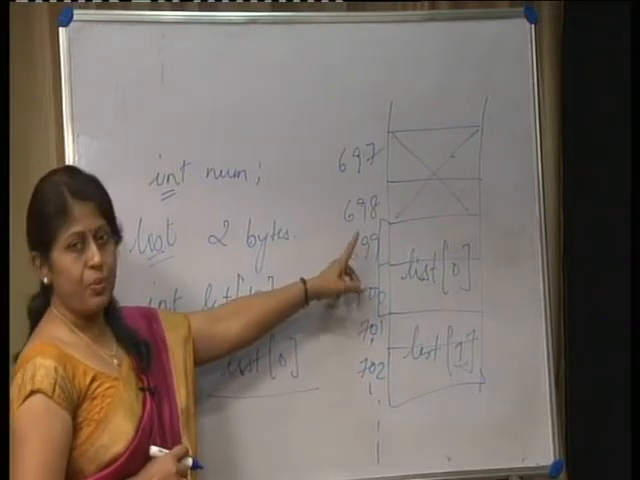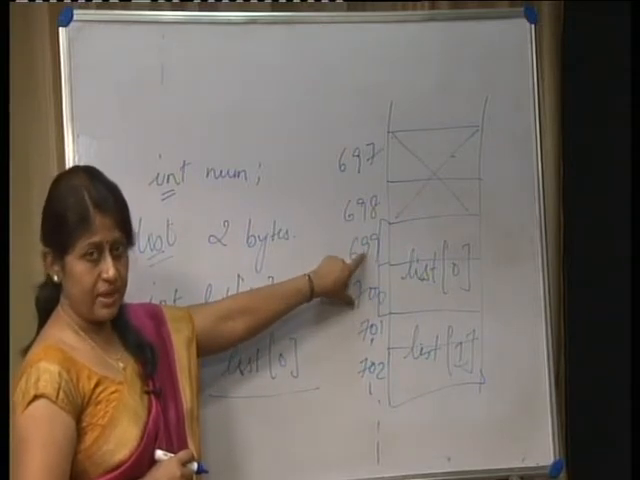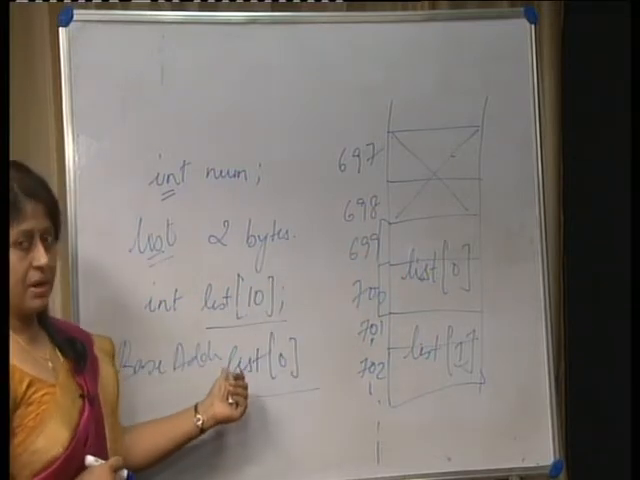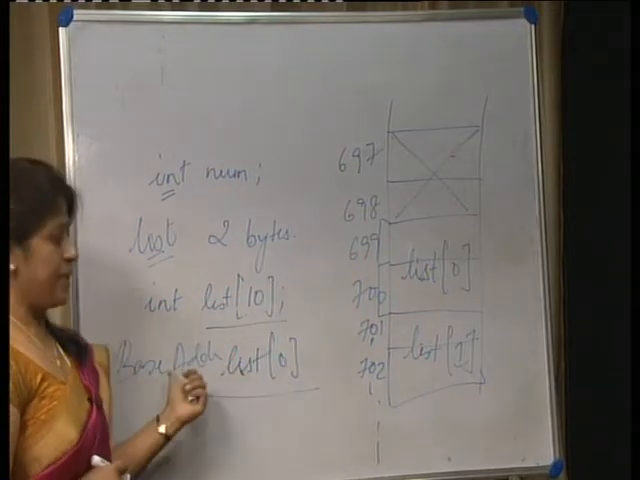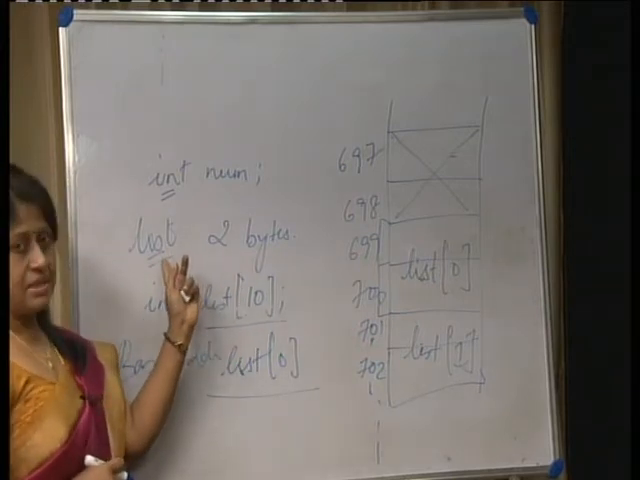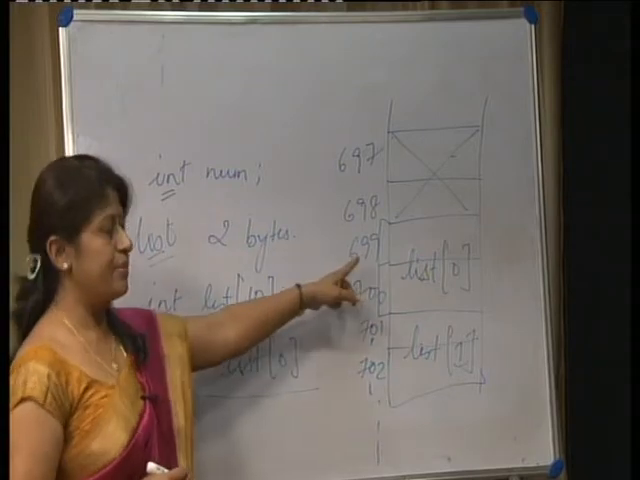That comes in pointers, which you will be seeing subsequently in C programming. But as of now, always remember that list of 0 is the base address, and when you simply call the array name, it always means that you are referring to the first element of the array.